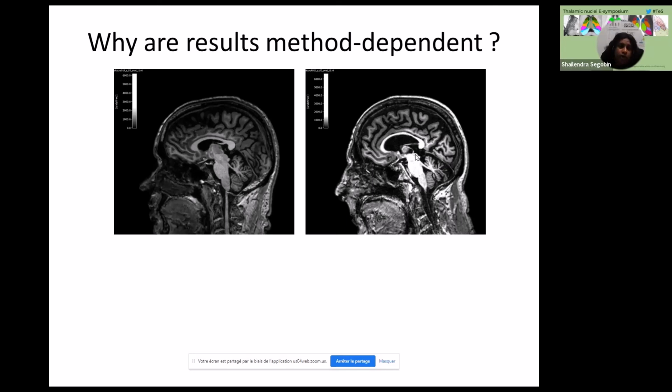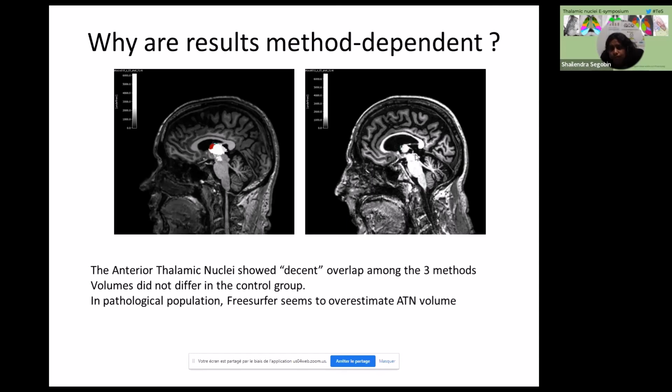The anterior thalamic nuclei was the only one that had a good overlap amongst the 3 methods. So the Morel Atlas in blue, Thomas in green, and FreeSurfer in red. And predictably, since they overlap well, those methods did not differ in volumetric measurements in the control groups; they gave more or less the same results. However, when we went to the pathological population, FreeSurfer seemed to overestimate the anterior thalamic volume.